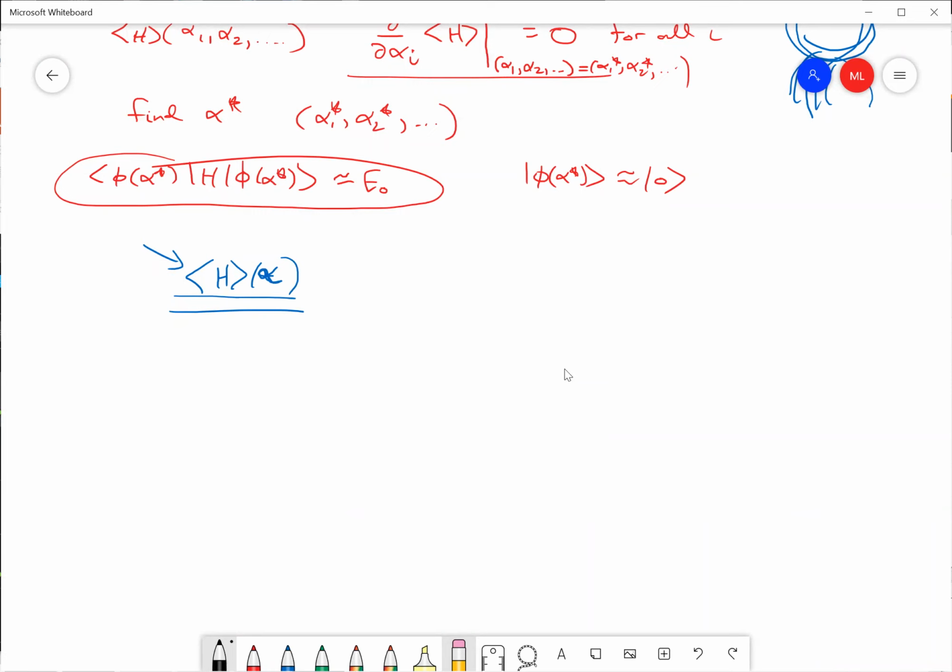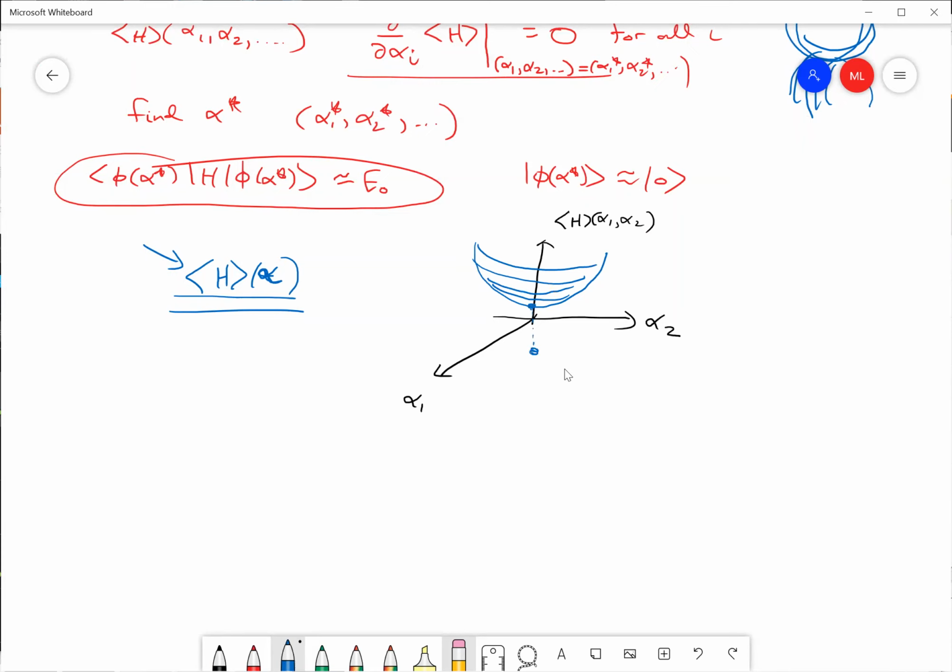Or what do you mean by "for all i"? Oh, right. Let's do an example in 2 dimensions, where you have an alpha 1 and an alpha 2. The expectation value is a function of alpha 1 and alpha 2. A local minimum will look like a well, a parabola, or paraboloid, like a cup, right? This will correspond to some unique point, the bottom of the cup, which corresponds to a unique alpha 2 star and a unique alpha 1 star. So there's a special value of alpha 1 and alpha 2 for which you're at the bottom of the cup. And at that bottom, all the partial derivatives vanish.